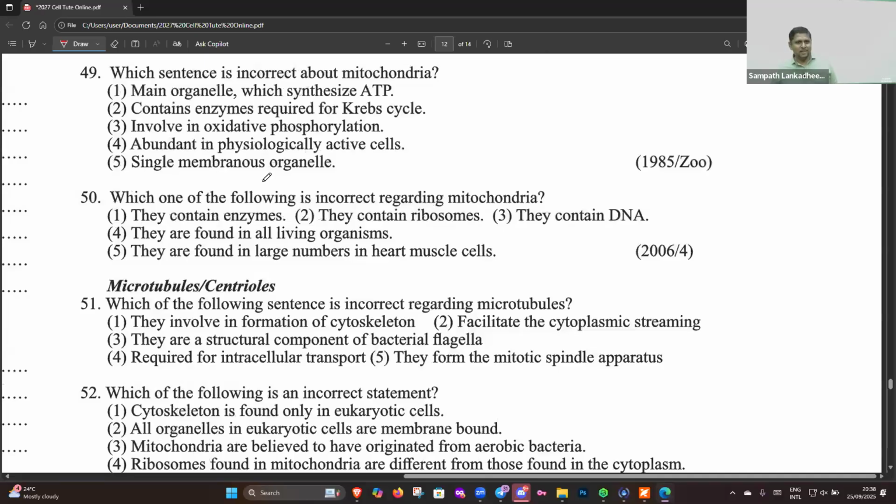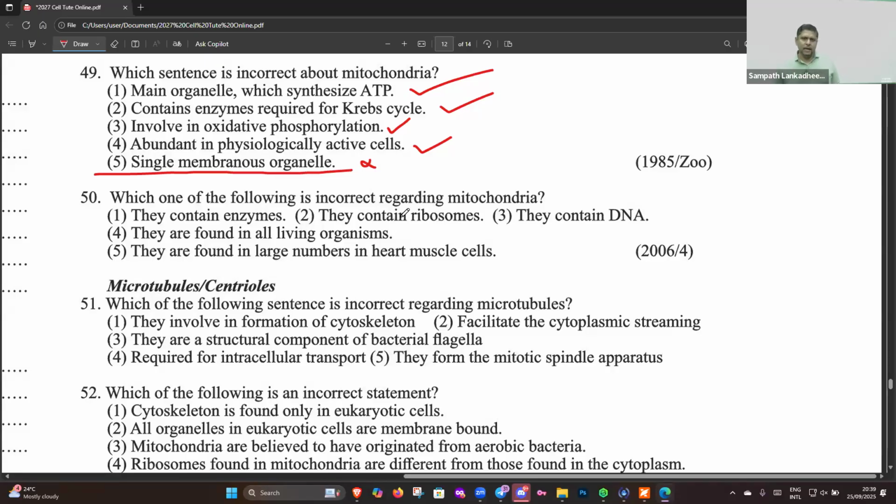Question number 49. Which sentence is incorrect about mitochondria? Main organelle which synthesizes ATP. Mitochondria. Yeah, correct. Contain enzymes required for the Krebs cycle. You haven't learned that part, but anyway, correct. Involved in oxidative phosphorylation. Correct. Abundant in physiologically active cells. Yes. Single membrane, no. Answer is 5.